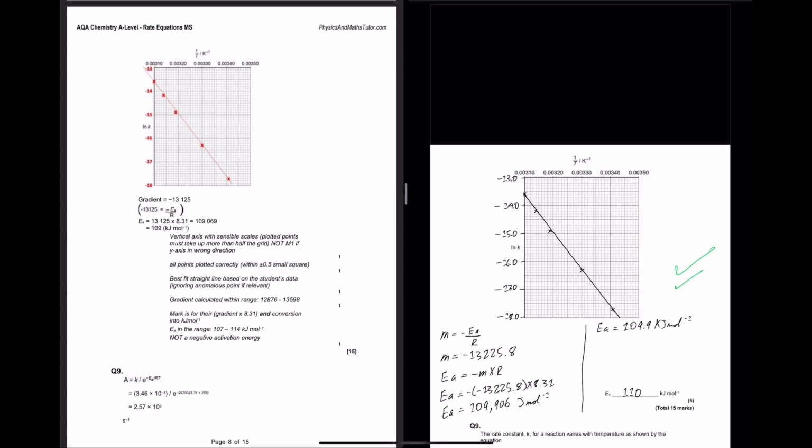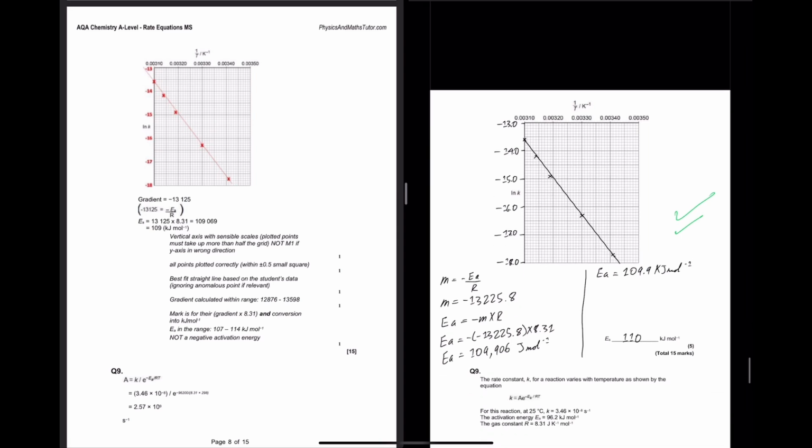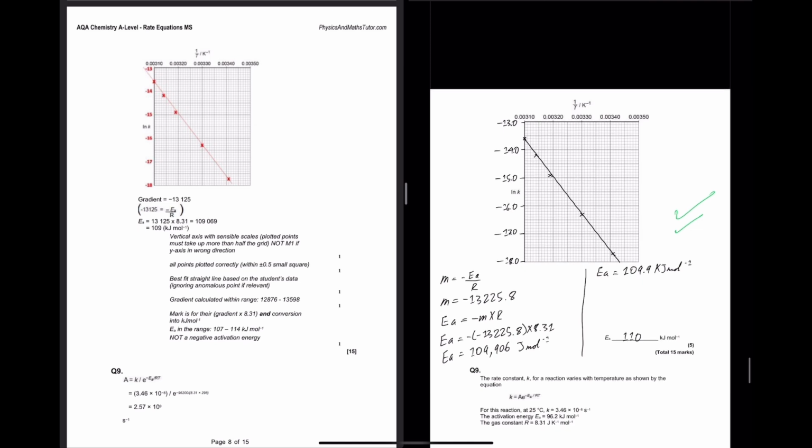Gradient calculated within the range of 12,876 to 13,598. They worked out minus 13,125. My value fits within that range anyway, so I'm fine. The mark is for their gradient times by 8.31. You would have a negative gradient, by the way. The gradient calculated within that range, but it is a negative value. It's meant to be.